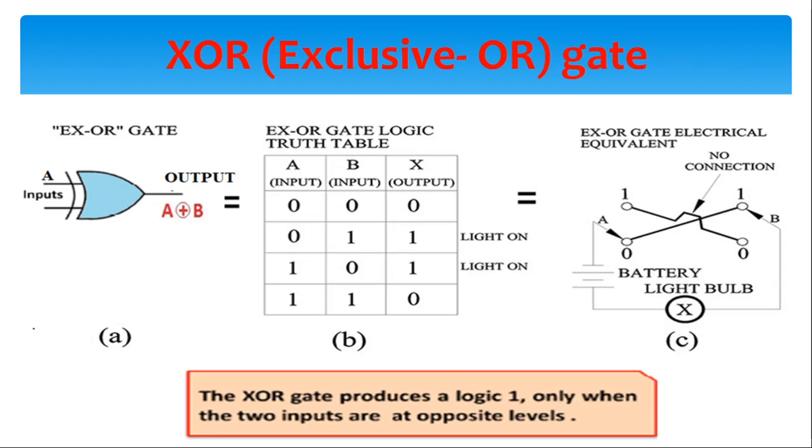That means the XOR gate produces a logic 1 only when the two inputs are at opposite levels, and it is shown in truth table.